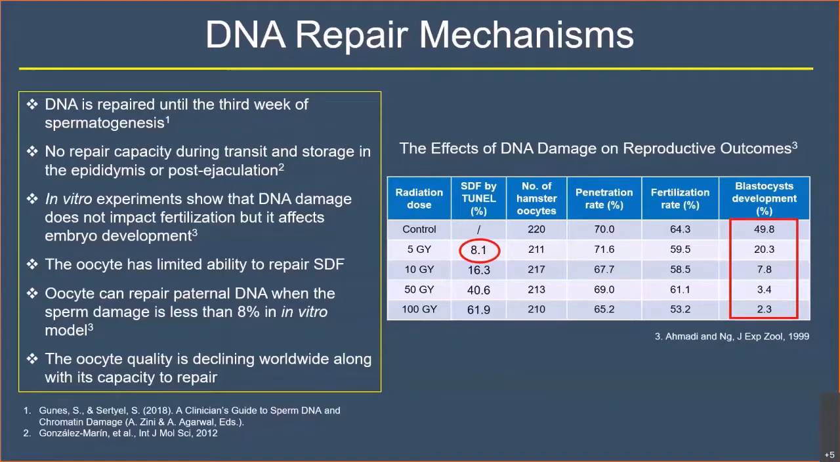This is explained by the fact that the oocyte has limited ability to repair sperm DNA fragmentation, and the damage can be repaired only when it is less than 8%, as shown in this in vitro study. We should also consider that in the last years, oocyte quality has been declining worldwide, and this results in a declining capability of the oocyte to repair the sperm DNA damage.